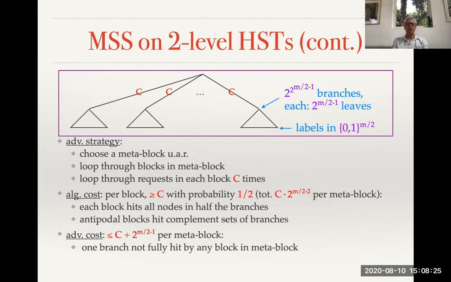And for every block, it's going to loop through the requests in that block C times. So it's going to request in sequence all the requests in the block, and it's going to iterate that for C times. And then after doing that, for the entire meta block, it's going to choose a new meta block uniformly at random and do the same thing, and that's how it operates.